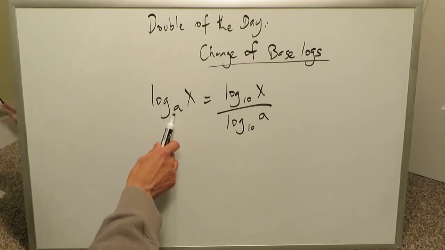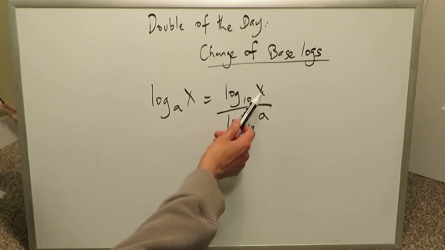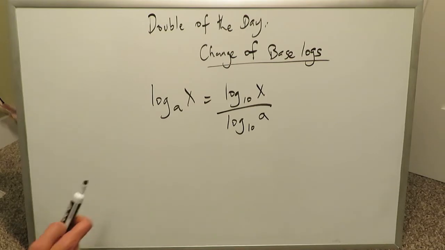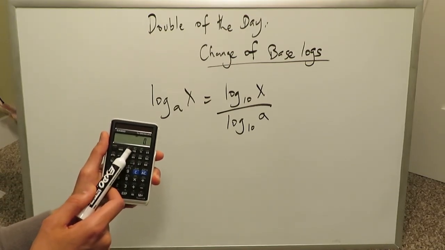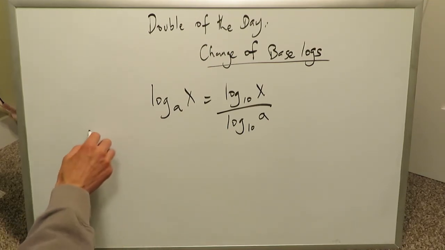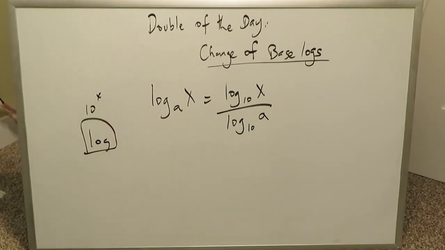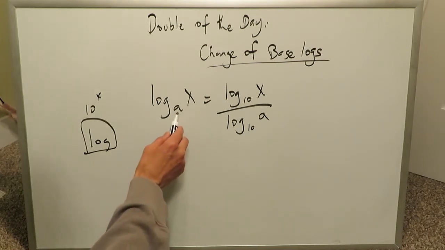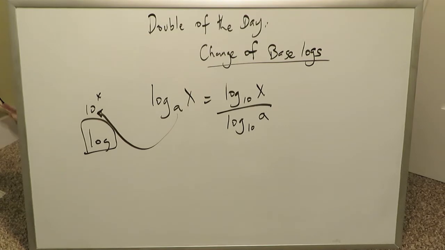Let's read it out. Log base a of x is equal to log base 10 of x divided by log base 10 of a. If you look at a scientific calculator, there's a button here, log, and above that you have an exponential function which has a base 10 in it. It looks something like this, log, and then you have a 10 to the x. What this tells you is that scientific calculators are by default base 10. You're not looking at anything other than a base 10 log on that.